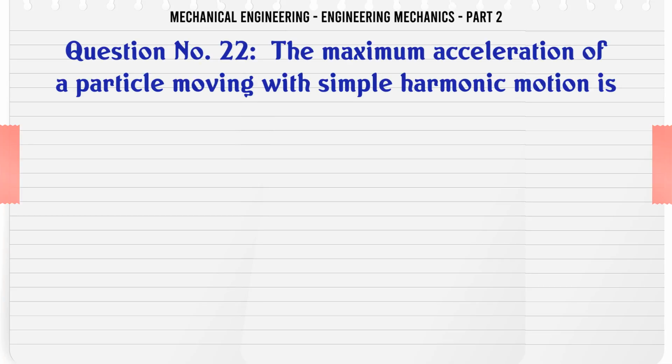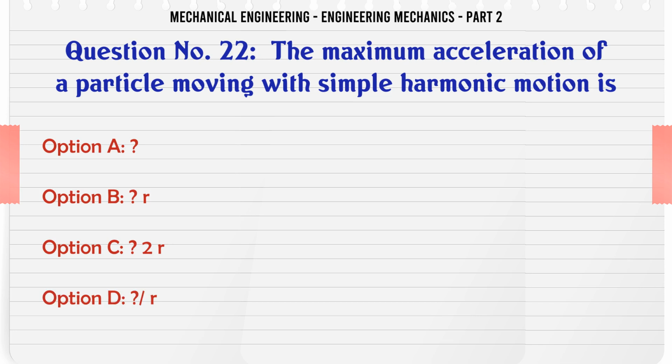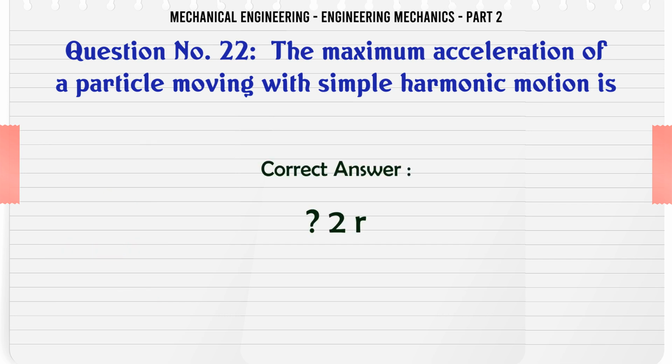The maximum acceleration of a particle moving with simple harmonic motion is: A. ω, B. ω²r, C. ω²r, D. ω²r. The correct answer is ω²r.